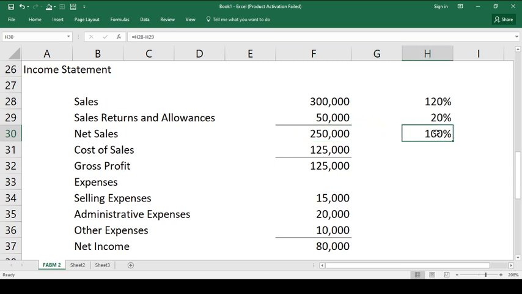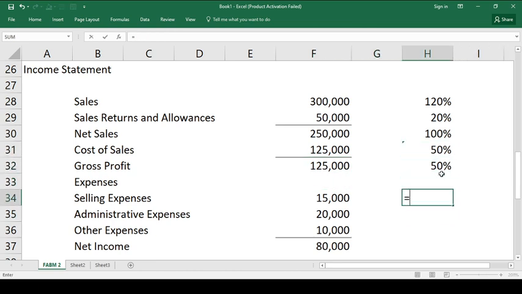Okay, so yun. How about the cost of sales? Ganun rin yung gagawin natin. The amount of the cost of sales divided by the base amount of 250, that would be 50%. Gawin natin siyang percentage. That would be 50%, and deducting 50% from 100% is another 50%, or simply dividing 125 by 250, lalabas din naman si 50%.